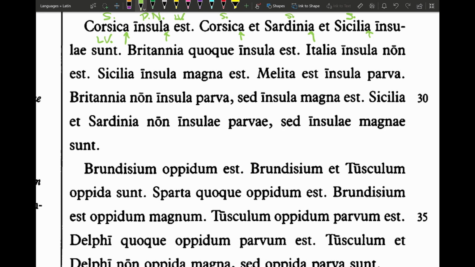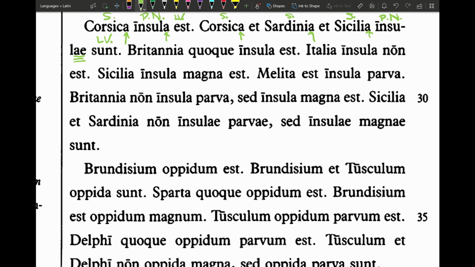However, look at our predicate nominative. Look at this AE. This is a first declension noun, and it's in the nominative plural. Okay, so this is our predicate nominative, telling us what these 3 subjects are. They are islands. Corsica and Sardinia and Sicily are islands. Okay, that's pretty straightforward. So let's move down here and look at another sentence that has a similar structure.